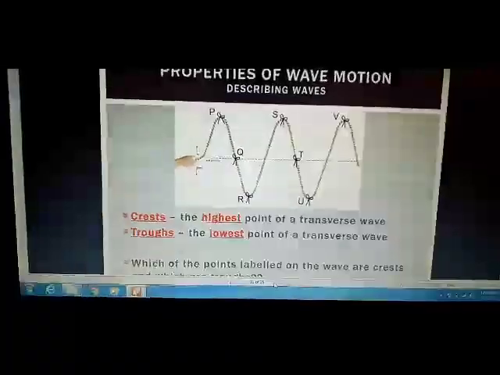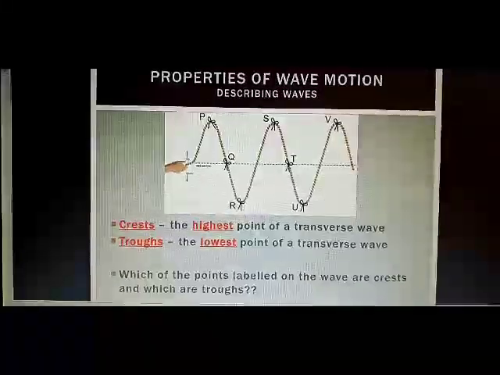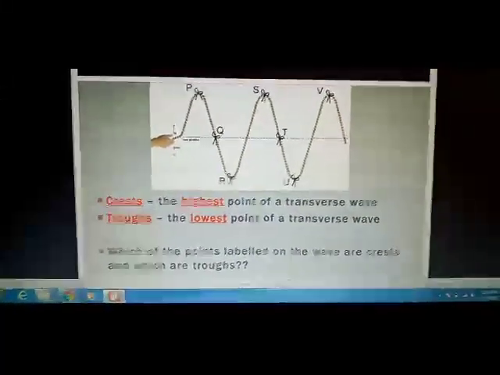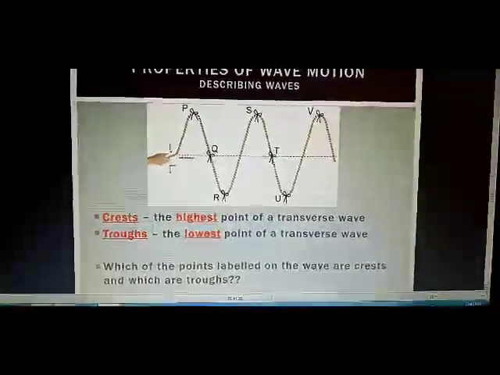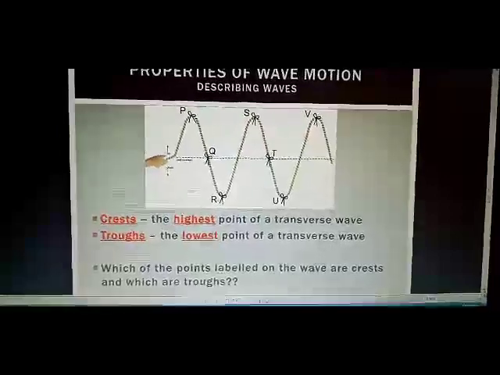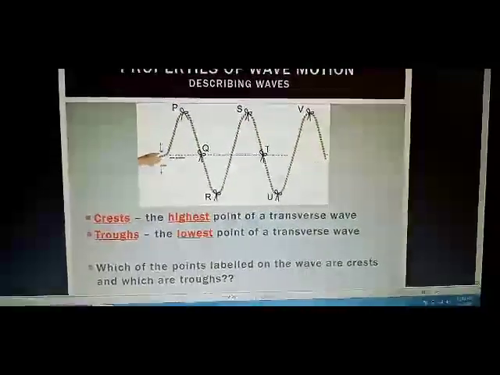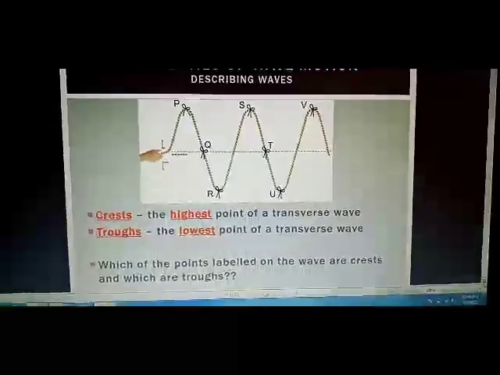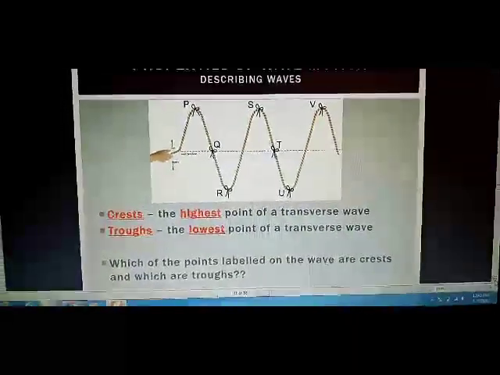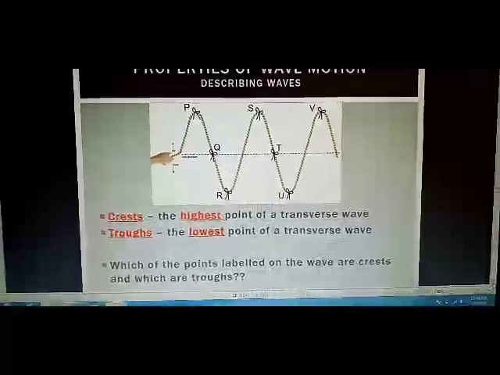Now the other part is shown. Now we will discuss the properties of the wave by seeing the diagram. See the diagram, there are points P, Q, R, S, T, U and V. The points P, S and V are the crest points, and R and U are the trough points. Crests are the highest points of a transverse wave and troughs are the lowest points of a transverse wave.